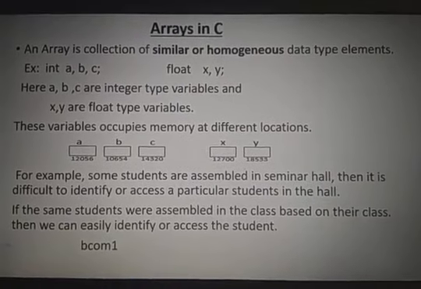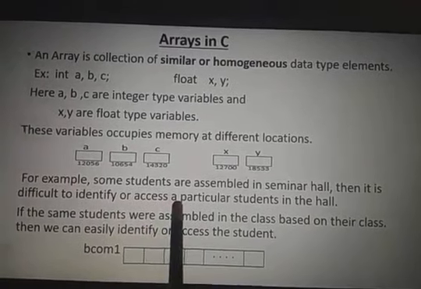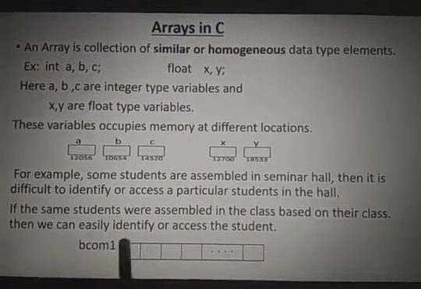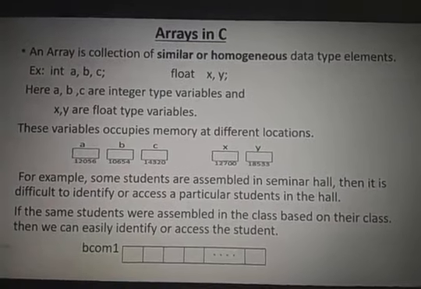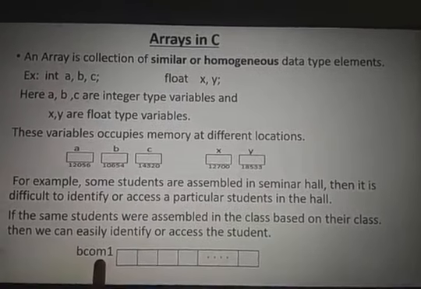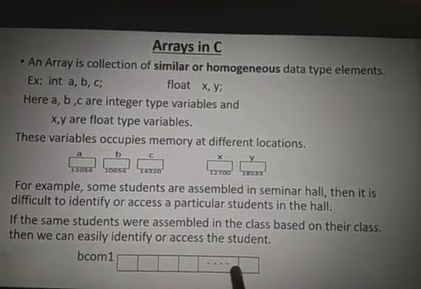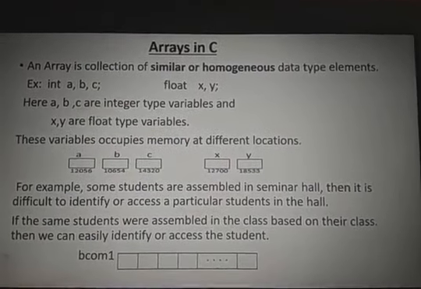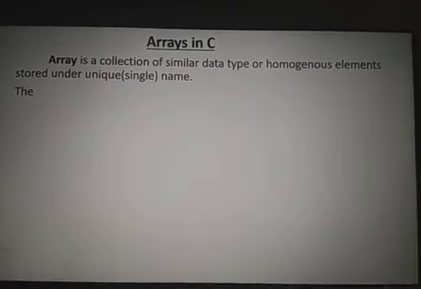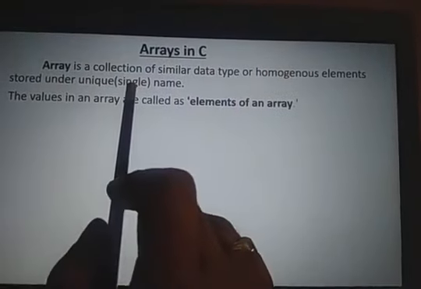That is, I gave the same example here. If some students are assembled in the seminar hall, it is difficult to access. But if the same students are assembled in the classroom, based on their classes, then I can easily access you people. That is, I am grouping the elements into a single place and giving only one name, called BCom 1. I am not giving individual names for 1, 2, 3. I am giving only the BCom 1 classroom name, and I am accessing all of you people. This is about grouping the same data type elements into a single location. So an array is a collection of similar data type or homogeneous elements with only a single name.